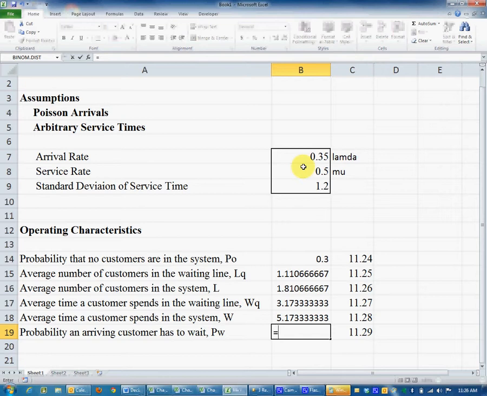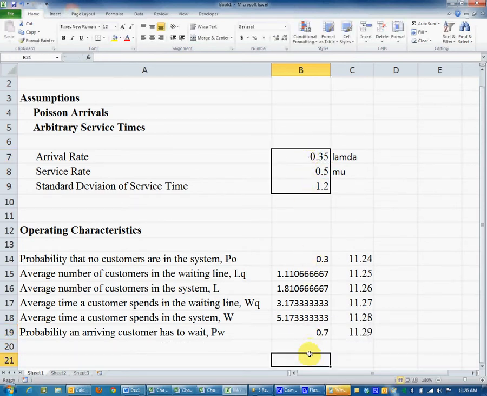Okay, and the last one. Probability that an arriving unit or person has to wait for service. B7 or B8. Okay, good job. B7 divided by B8. So 70% of the time, a customer has to wait.